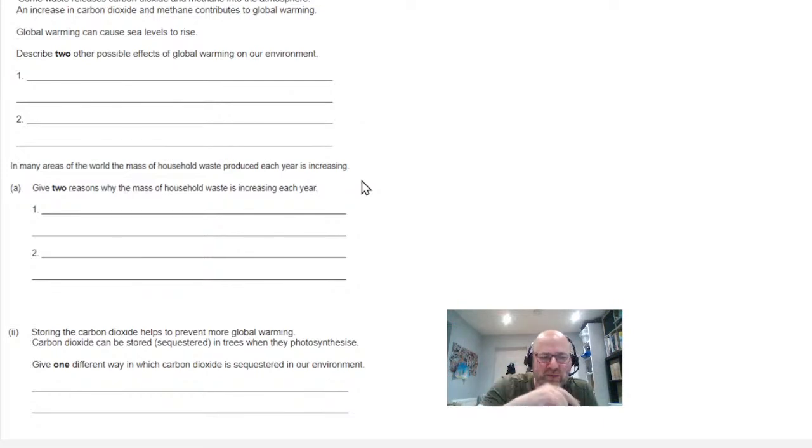Nice. Yes, yes, yes, yes. Well done, Jemima. Well done, Ali. Yeah, more demand for space. Perfect. Link to the population as well. Yeah, more cities, more houses. Right, storing carbon dioxide. Carbon dioxide can be stored in trees.